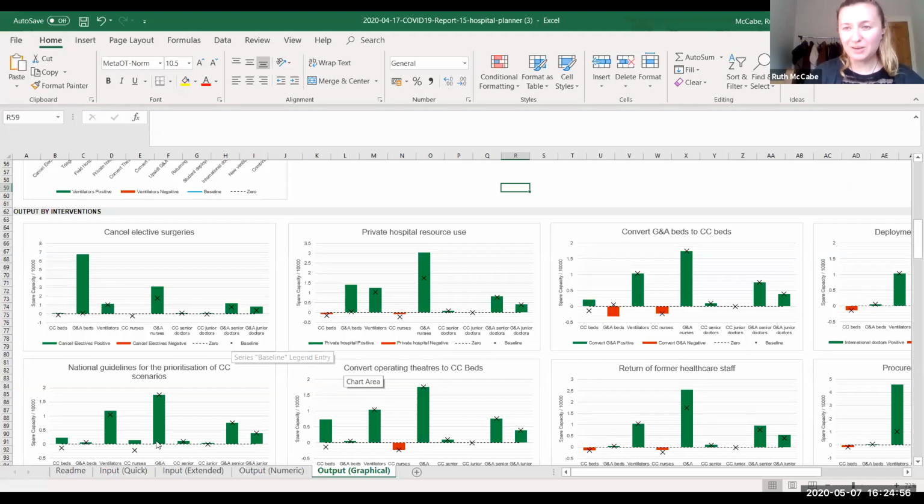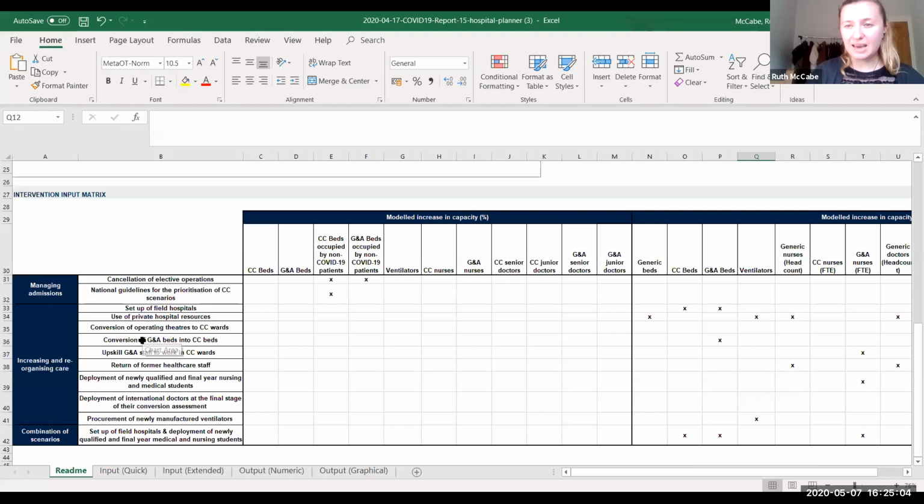Okay, so hopefully you're now feeling a bit more familiar with the planner, so I think it's a great time that we can look at doing an example. So for today, I think we're going to have a look at the setting up field hospital example.